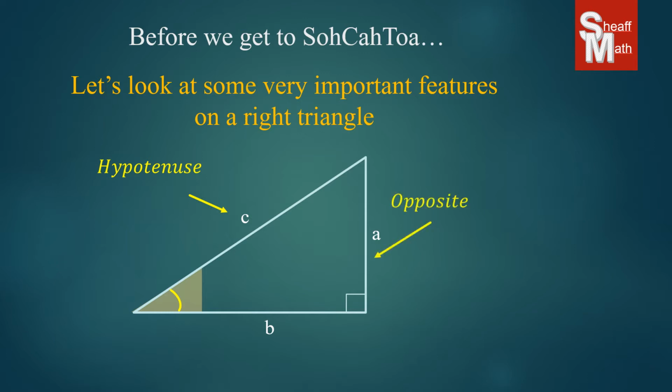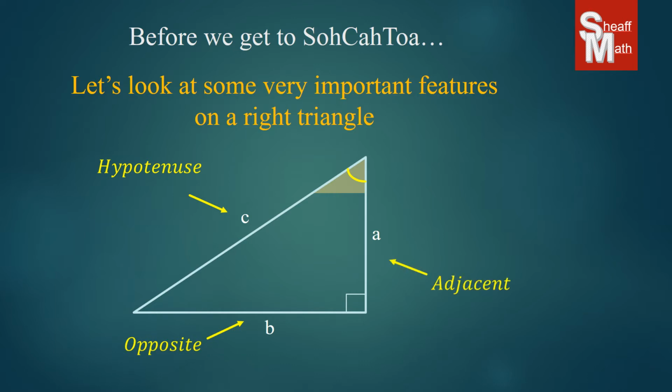But the two new ones are opposite, which is the one across from the angle we're looking at, so A is the opposite side, and B is called the adjacent side. Now let's say we were looking at this angle up top right. Then the hypotenuse is going to be the same, C, it's always that long side, but this time the opposite of that angle is B, and the adjacent is A. Adjacent means it's right next to that angle, or it butts up to it.